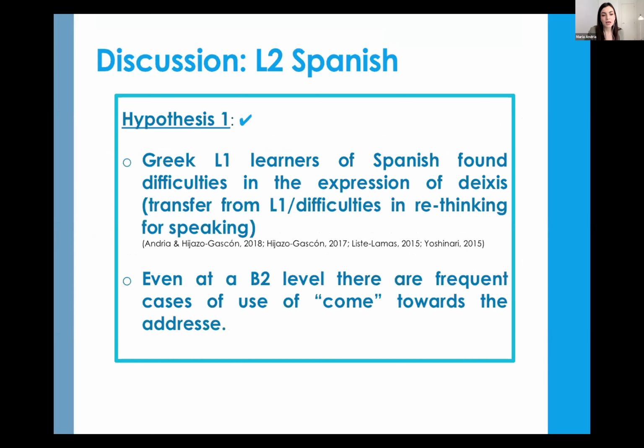So moving on to the discussion, our first hypothesis was confirmed since we found that Greek L1 learners of Spanish found difficulties in the expression of deixis. They presented cases of transfer from the L1, and they encountered difficulties in their thinking for speaking. So even at a B2 level, there were frequent cases of the use of to come towards the addressee.